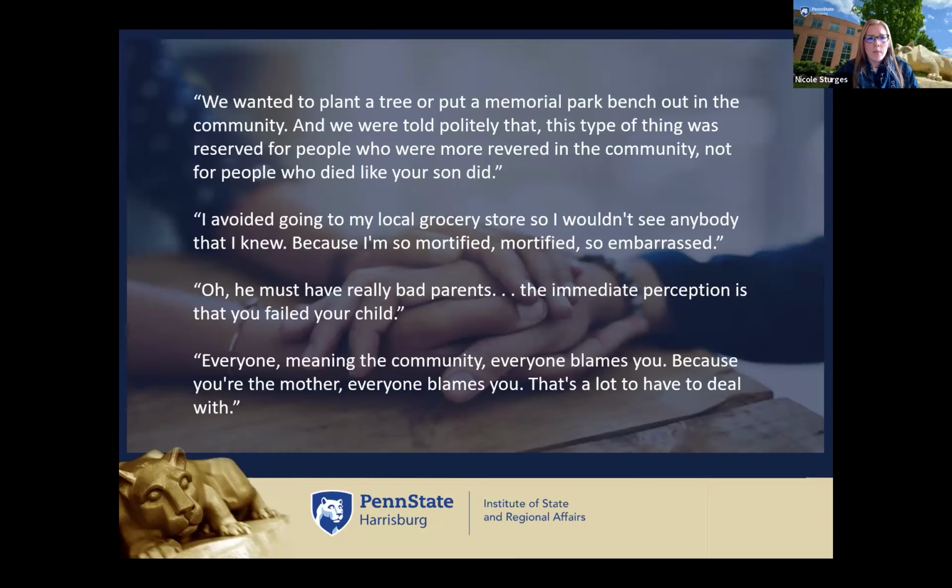Parents also described the overwhelming feelings of judgment and blame they experienced. They noted the perception that they were bad parents or that they did something wrong and failed their child. These stigmatizing views caused many participants to, as noted earlier, withdraw from others and isolate themselves. One parent described avoiding the local grocery store so they would not see anyone they knew due to fears and concerns about judgmental looks or having to talk with others who did not understand what their family was going through.